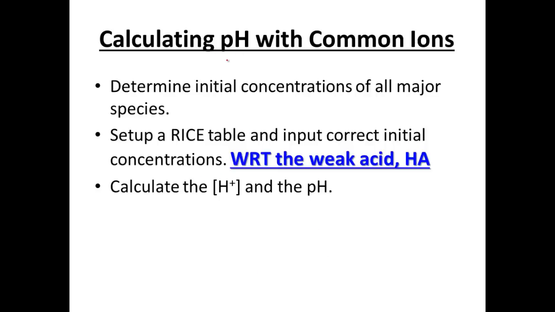Alright, so here we go. We're trying to calculate pH now with common ions. So the goals here are to determine the initial concentration of all major species. Okay, looking for common ions there. Set up a rice table and input the correct initial concentrations.